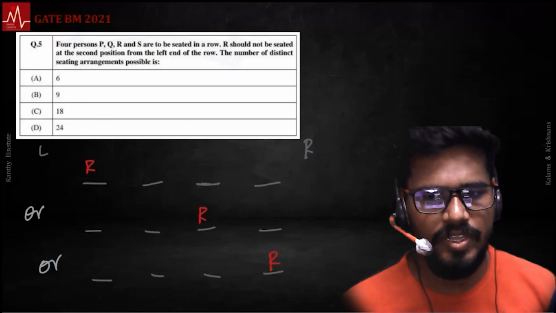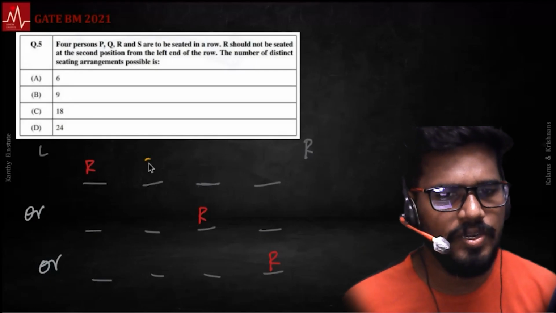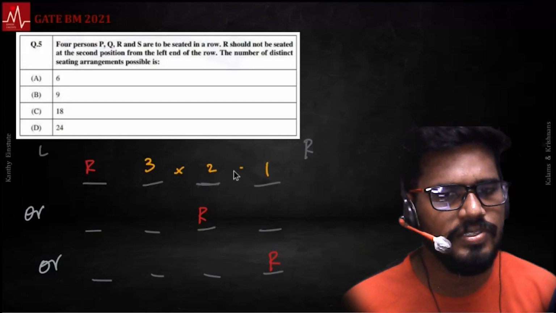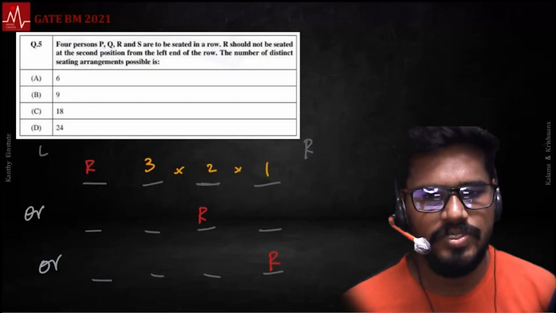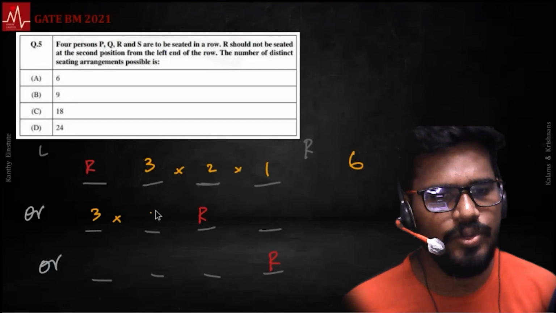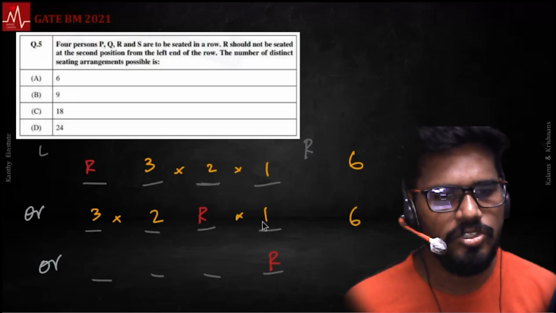Here it can be P, Q, S. Three possibilities here, 2 possibilities here, 1 possibility here. This and this and this, right? That makes a total of 6 possibilities in this world. Any 3 here, any 2 here, any 1 here. That makes a total of 6 possibilities in this world.